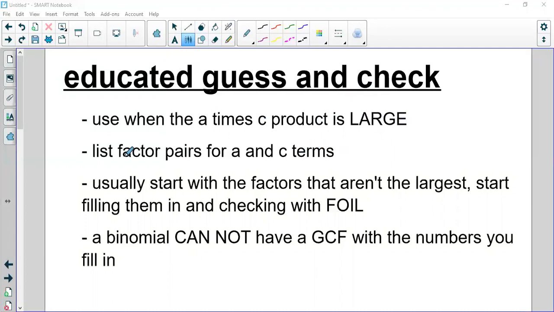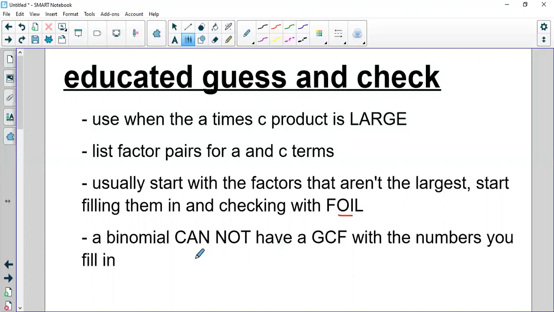What you're going to do is list the factor pairs for the a and c terms. You're going to list all the a factor pairs and the c factor pairs. Then you're just going to start picking, and you're going to guess. You're usually going to start with the factors that aren't the largest. You might use them, but it's rare. It's not as often. You're probably going to use the factors that are closer to the middle pairs. You'll see what I mean. And you'll start filling them in, and you're going to check with FOIL. You're just checking the outer and the inner to see if they make that b term.